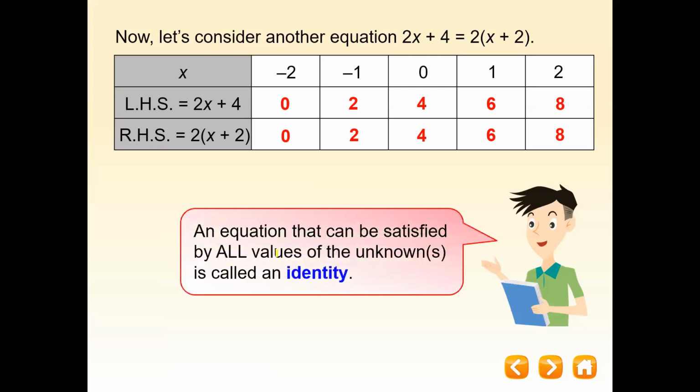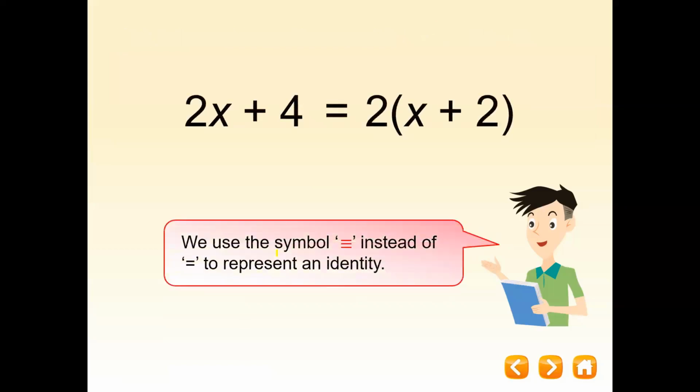An equation that can be satisfied by all values of the unknown or unknowns is called an identity. In order to separate from equations with one solution only, we use the symbol is identical to instead of equals to represent an identity. The symbol is identical to has 3 lines, while the symbol equals to has 2 lines only.